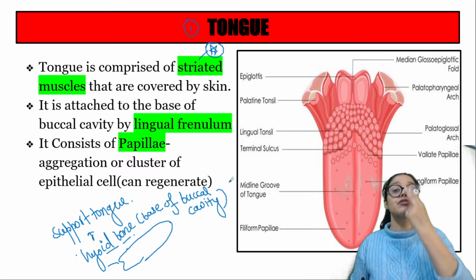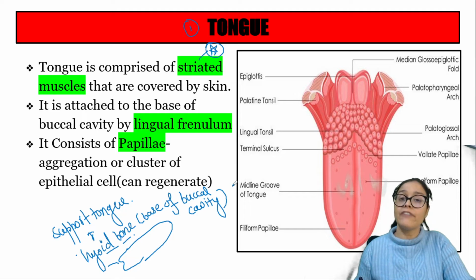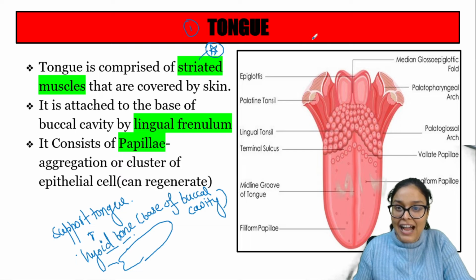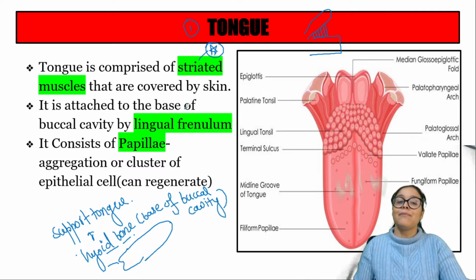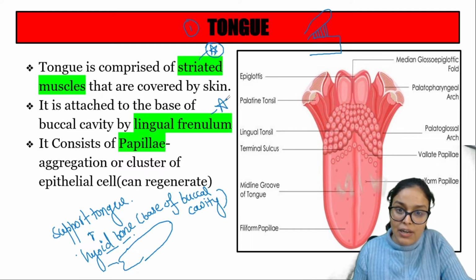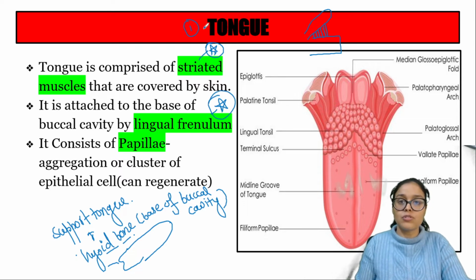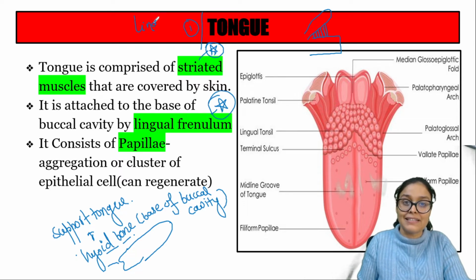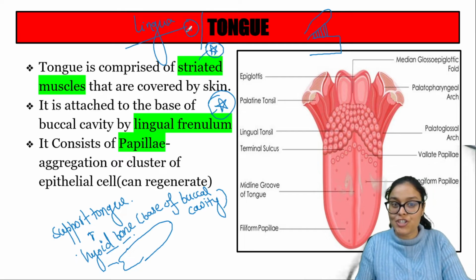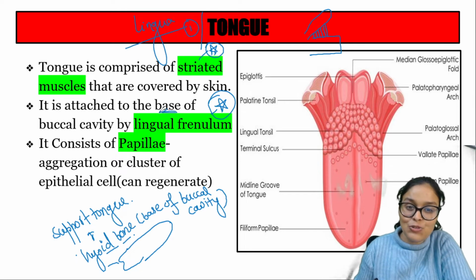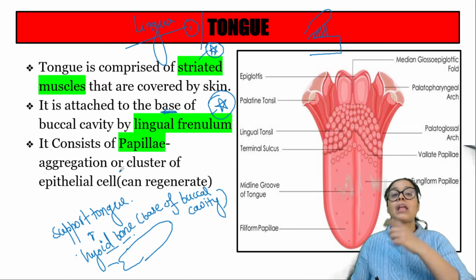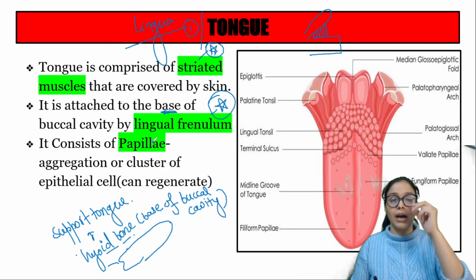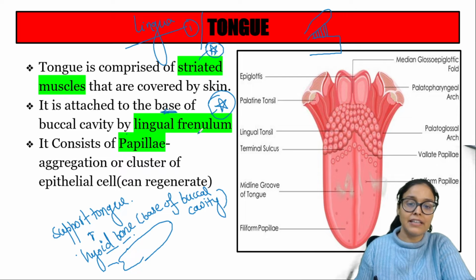Plus, when you raise your tongue and see in the mirror, your tongue is basically attached to the buccal cavity. This is your tongue. When you raise it, it will be attached to the floor of the buccal cavity by the fold known as the lingual frenulum. The tongue is also known as lingua because it is responsible for language, right? So it is attached to the base of the buccal cavity also, by the lingual frenulum, right?